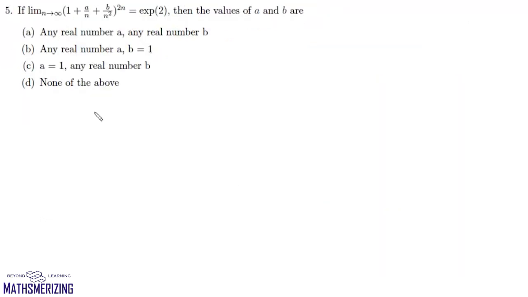Now question number 5 is, we are given this limit as n tends to infinity of (1 + a/n + b/n^2)^(2n), and it is equal to e^2. We need to find the value of a and b.